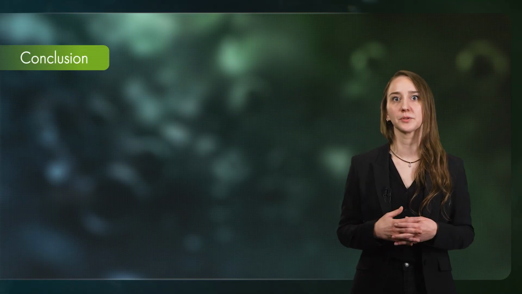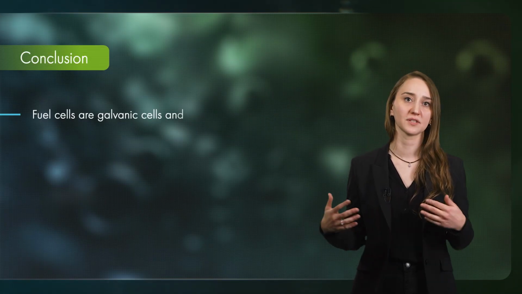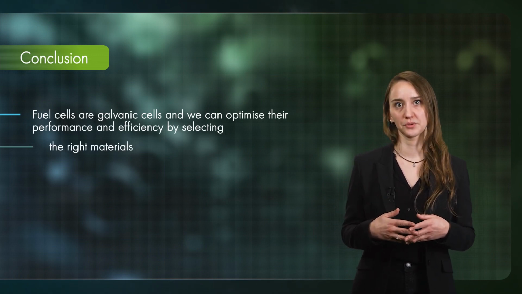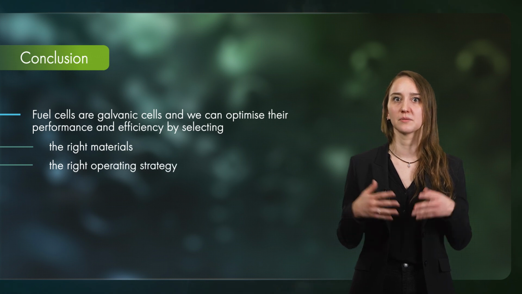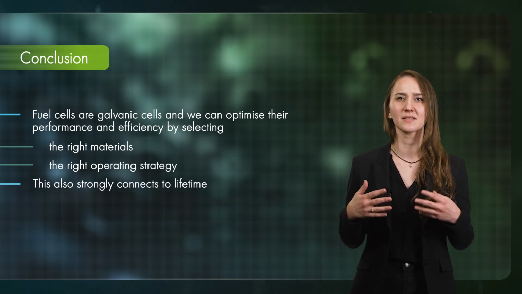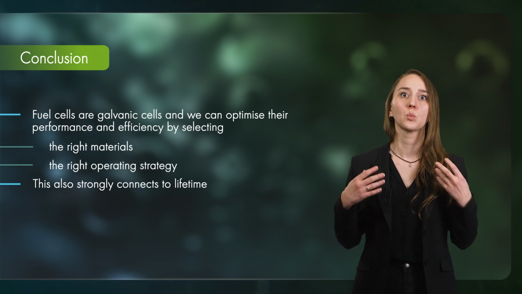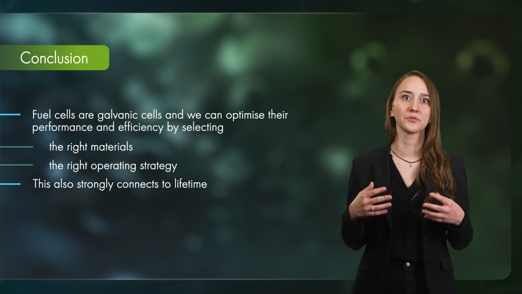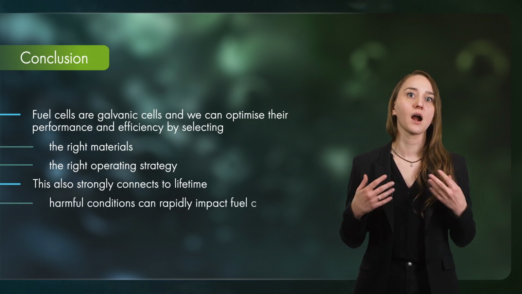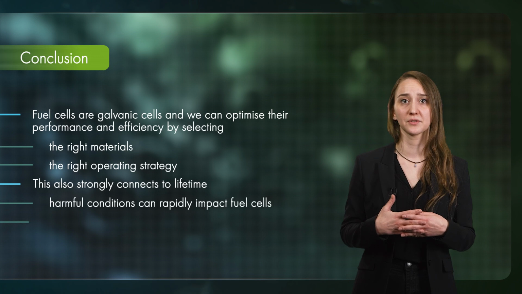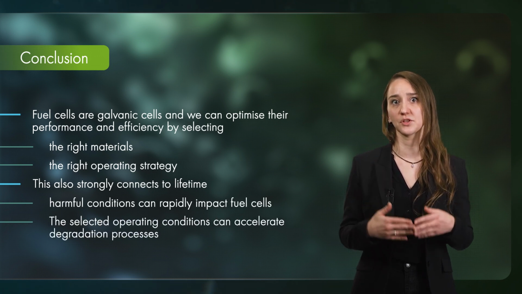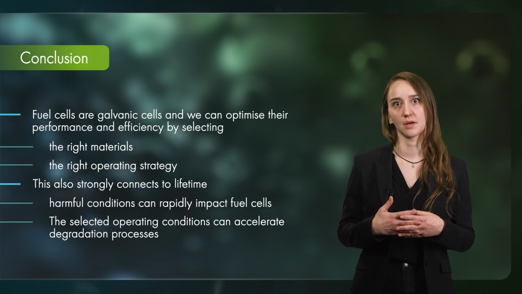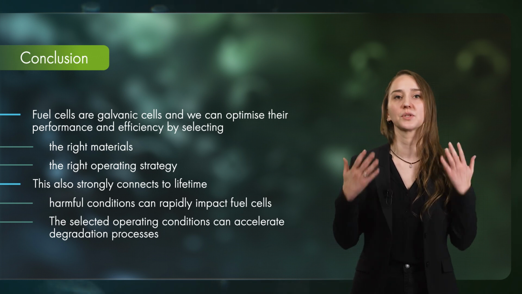These processes are impacted by varying or low humidity, open circuit voltage, and gas crossover. To conclude, fuel cells are galvanic cells, and their performance and efficiency are defined by how we operate and what materials we choose. And even when the power output is the most relevant for the application, it is important for us to understand what losses originate from where. This is especially important when we want to maximize durability. Harmful conditions can rapidly do damage, but even if we can avoid them, the operating parameters we choose will impact which aging process is dominant. This is a balance we carefully need to make.